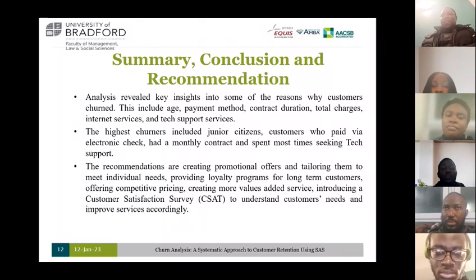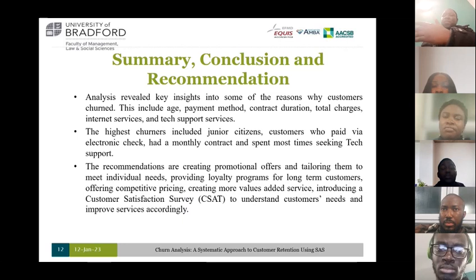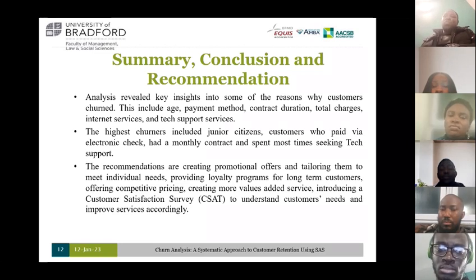Based on this, drawing inference from these findings, we recommended the following. The first one is that we should create promotional offers that are tailored to meet the needs of this specific segment of customers. Then also we are recommending providing loyalty programs for customers who stay longer. That is, the longer you stay, the more you'll be able to enjoy some particular benefits. Then also we recommend that we should offer competitive pricing as regards what we have against our competitors, and also create more value-added services for our customers.